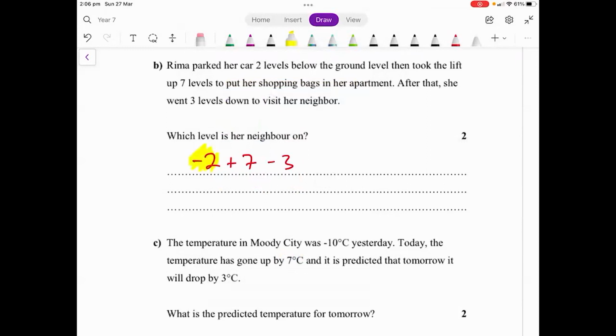She then took the lift up 7 levels. Up is positive, so we say plus 7. And then it says she then went down 3 levels. Down is negative, so we write minus 3. So our number sentence is minus 2 plus 7 minus 3. Only addition and subtraction again, so once again we work left to right. Minus 2 plus 7 is 5. Everything else stays the same. 5 minus 3 is 2.